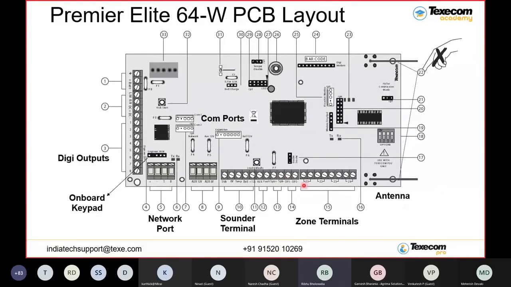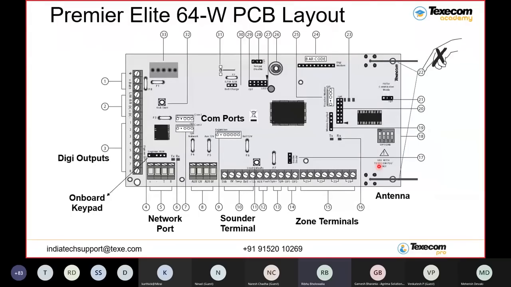So on the control panel I have 4 wired zones: 1, 2, 3, 4. These are the zone numbers. Zone number 1, 2, 3, 4. 4 zones are here. Then I have 32 wireless zones. Our 32 wireless zones start from zone number 9. So 9 to 40 are our wireless zones.